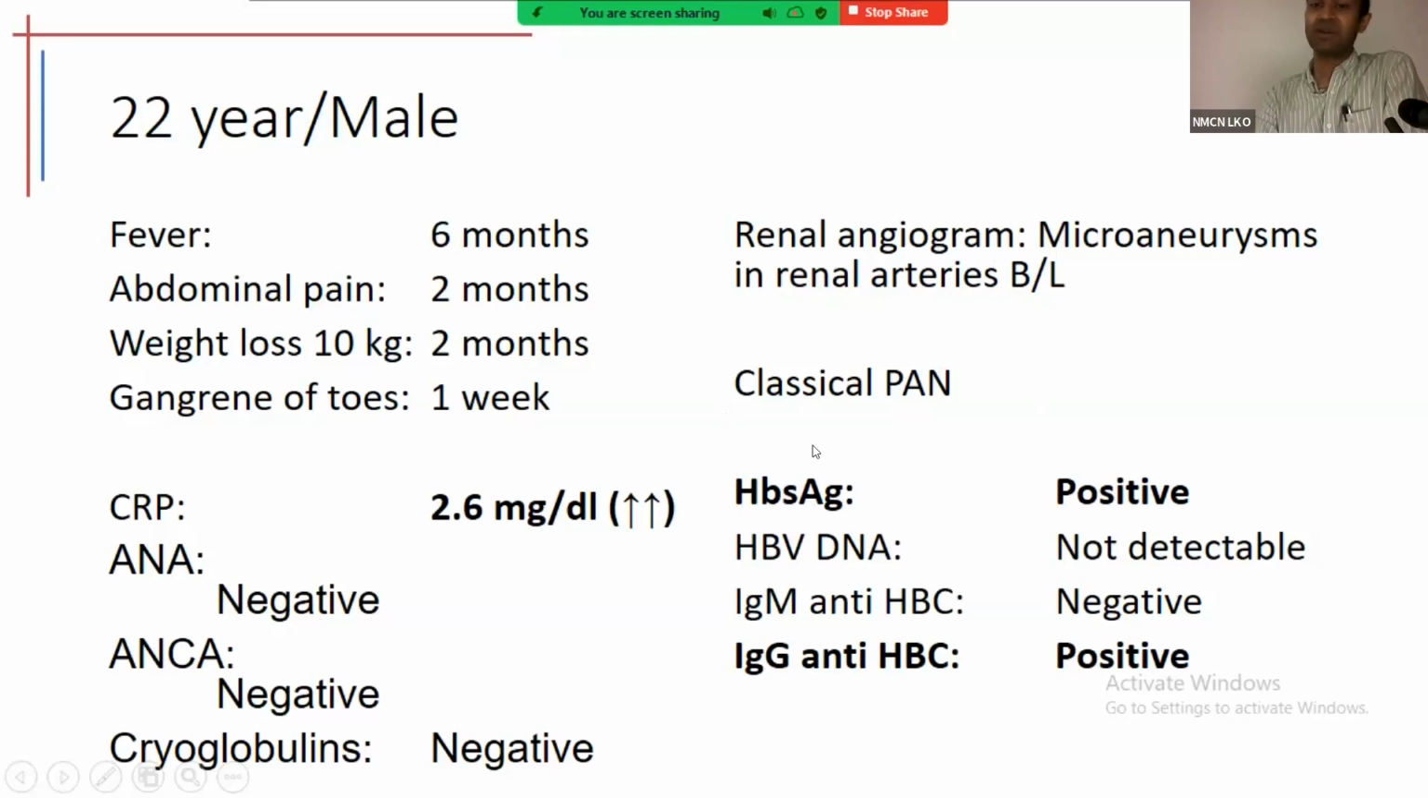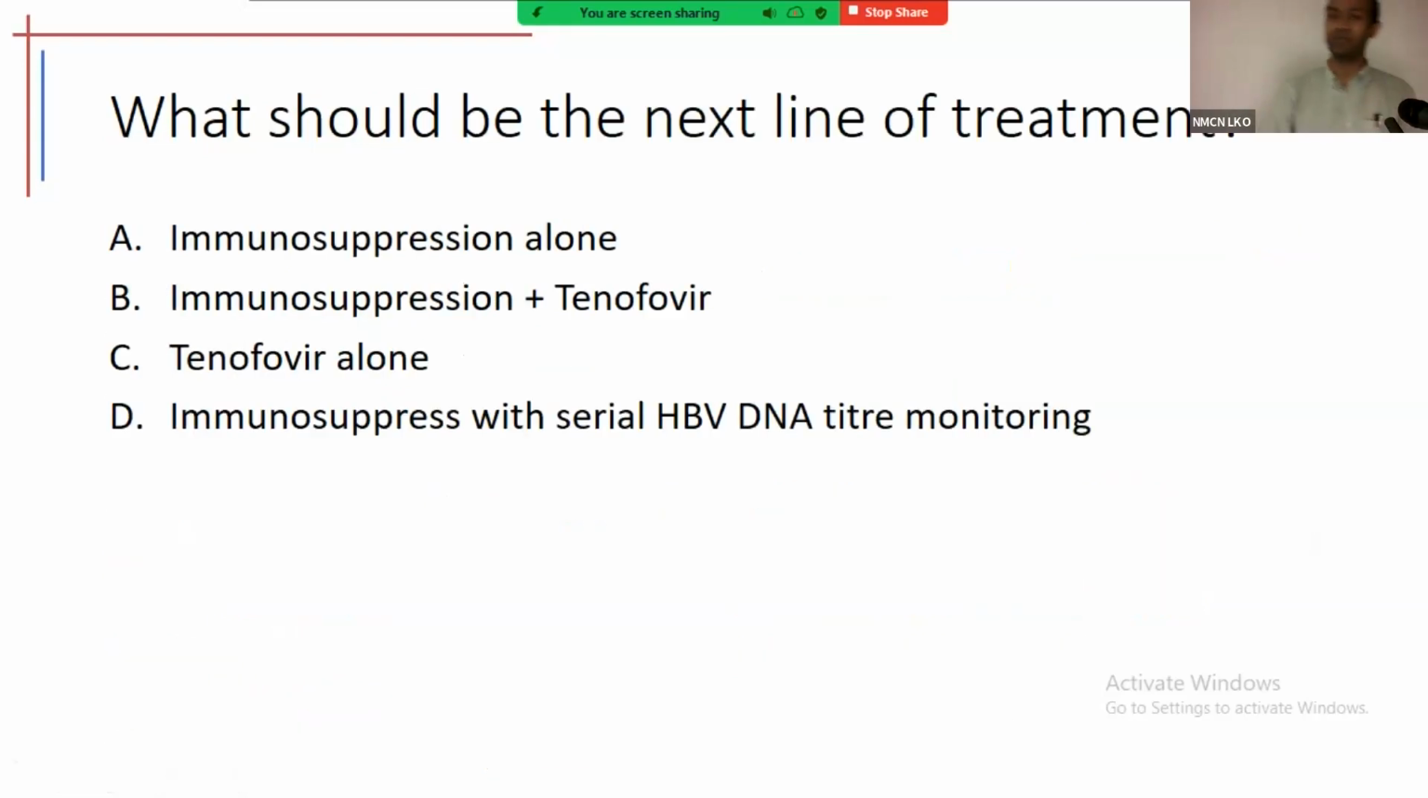And this patient is hepatitis B positive, HBsAg surface antigen is positive, HBV DNA is not detectable, and IgM anti-HBc is negative, while IgG anti-HBc is positive. So this is a patient who has had an infection previously and has successfully cleared the infection. So he doesn't have infection currently. So what should be the next line of treatment?